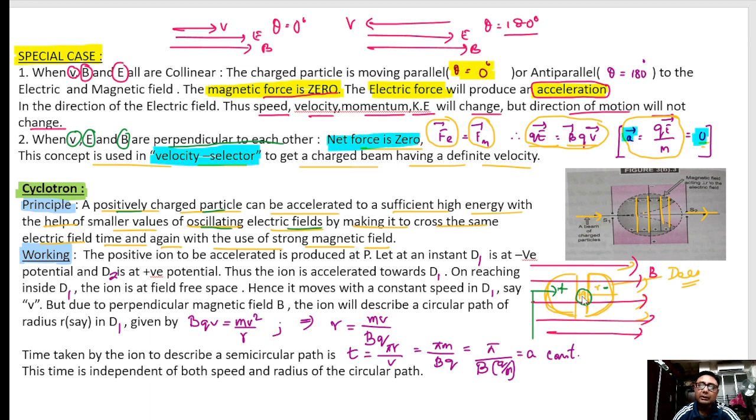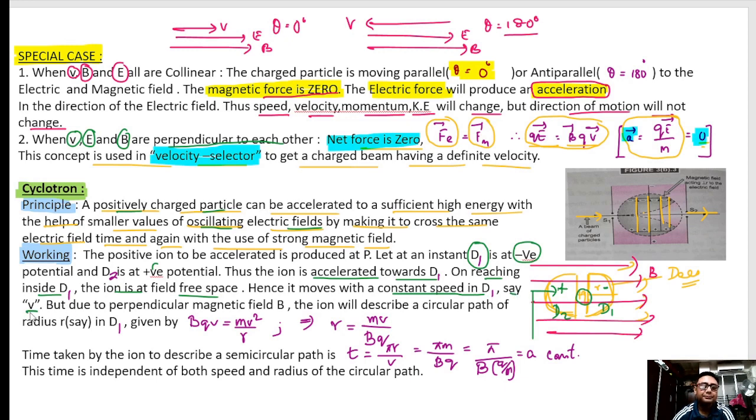Now when the charged particle is placed between the D's, initially what will happen? It will get attracted to the negative D. Suppose this is D1 and this is D2. The charged particle will first get attracted to D1 because it is the negative terminal and D2 is positive. So the ion will get accelerated towards D1. On reaching D1, inside D1 the ion is in free field space. That means the ion will move freely, with a constant speed inside D1.